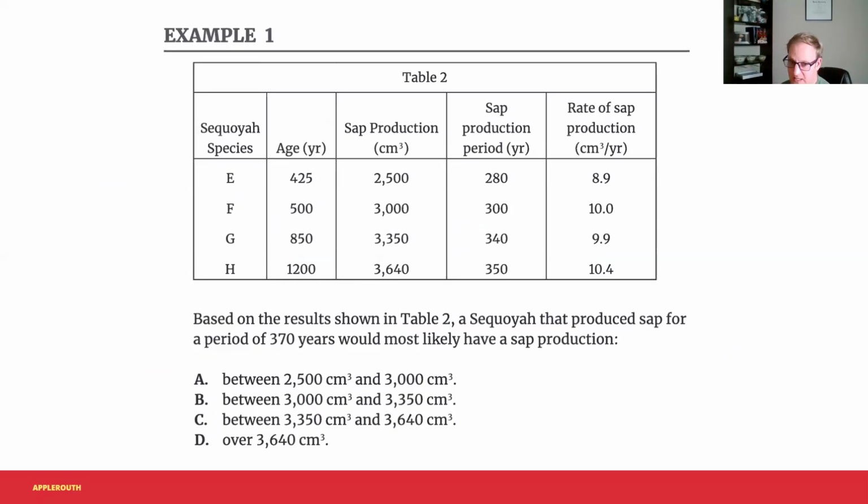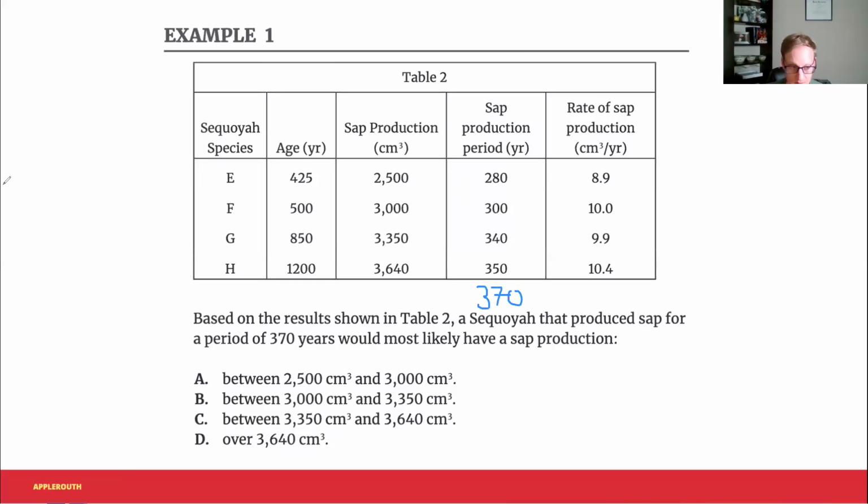Here the question is, table 2, a sequoia produced sap for a period of 370 years would have a sap production of what? And I'm looking at the answers and thinking, okay, sap production period of 370 is right here, and then that is increasing. So if I draw an arrow towards the biggest number, and I want to know what the sap production is, well, it seems like it's going to be over 3640. Sometimes the answer will be in the middle of the pattern, but a lot of times at the beginning or end. As long as you look at the right parts of this table, this is a very, very easy question, and it is something that would come up on science.